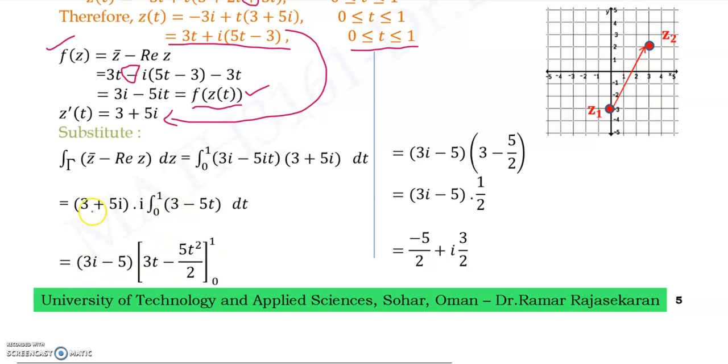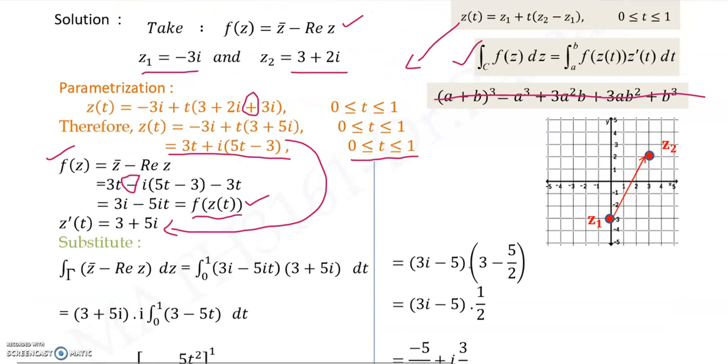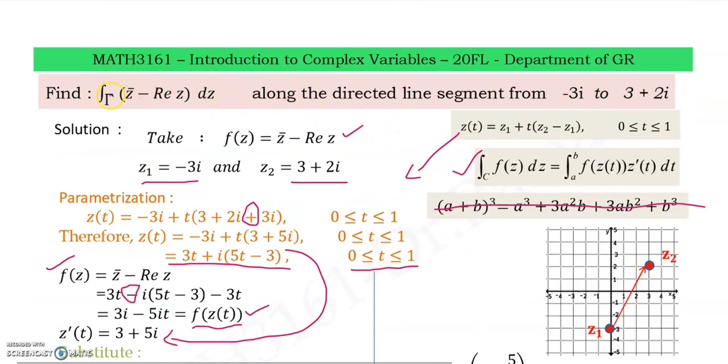So now here, see 3 plus 5i, multiply i outside, so you multiply i, so 3i, here i into i squared, so minus 1, so minus 5, so that 3i minus 5. Here substitute the upper limit minus lower limit, so 1, so 3 minus 5 by 2. 3 minus 5 by 2 is nothing but 1 over 2, so you multiply inside, so you will get minus 5 over 2 plus i 3 over 2, this is nothing but the value of the given integration.